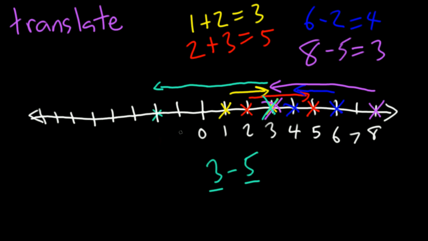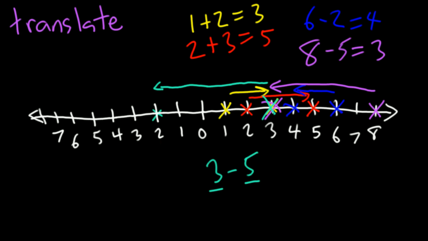Now this, we might number them. 1, 2, 3, 4, 5. However, this is confusing because now I have 1 and 2 and 3 and 4 on the left, but I have 1 and 2 and 3 and 4 on the right, and I have to have some way to distinguish one direction from the other.